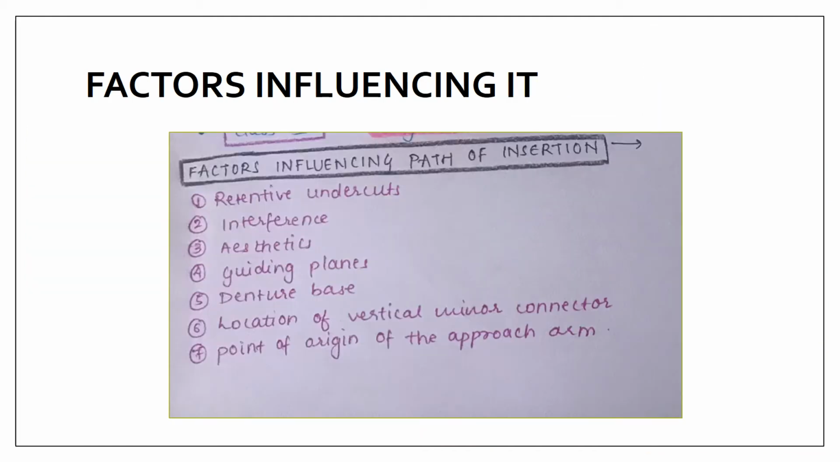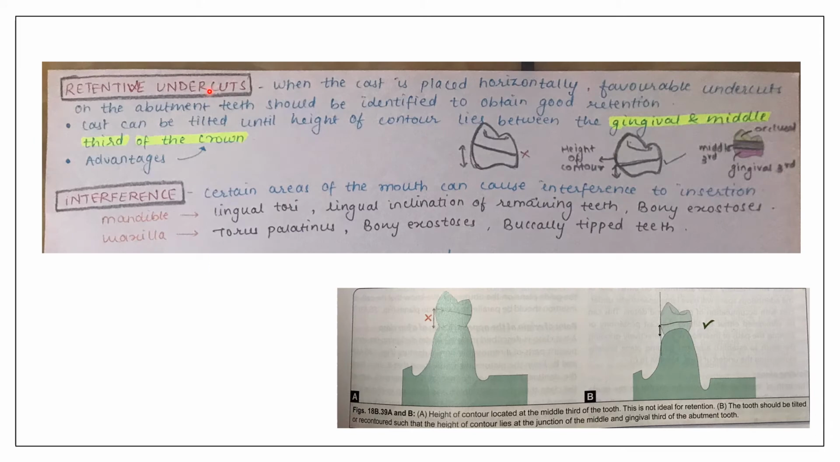Now, what are the factors which are influencing it? There are 7 factors. First is retentive undercuts, then interference, aesthetics, guiding planes, denture base, location of the vertical minor connector, and point of origin of the approach arm. First is retentive undercuts.